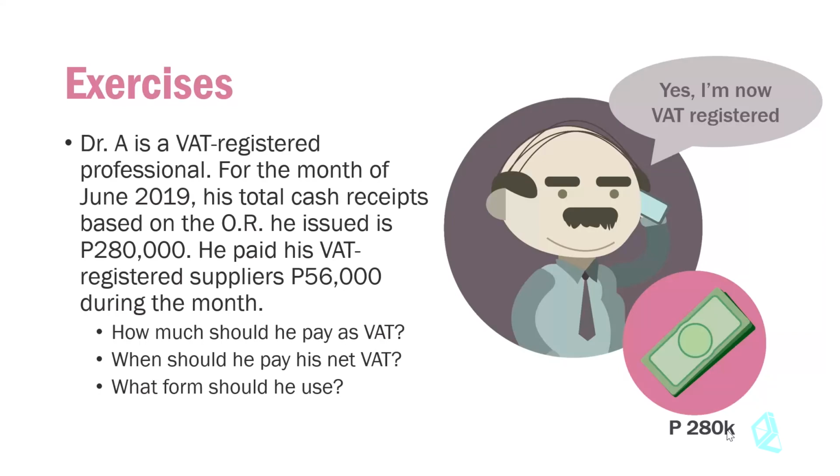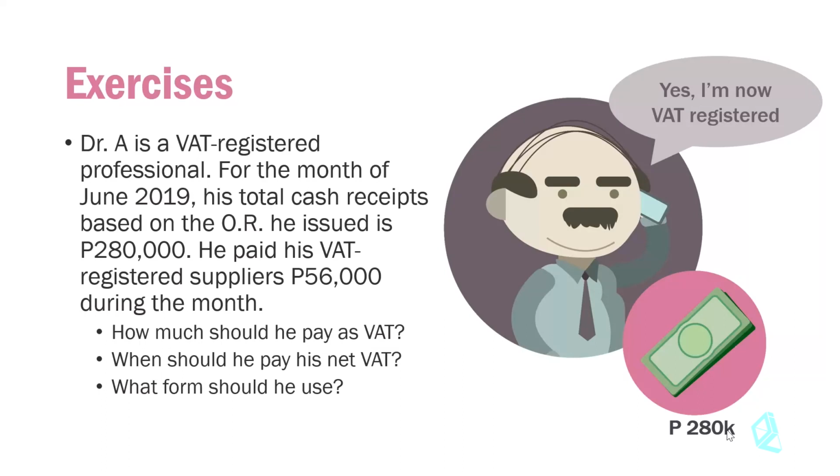So here now is another example. Dr. A, so he's a professional, is a VAT registered professional. For the month of June 2019, his total cash receipts based on the official receipts he issued is 280,000 pesos. And he also paid his VAT registered suppliers 56,000 during the month. So similar to our discussions a while ago, here are the questions for you guys. How much should he pay as VAT? When should he pay his net VAT? And what form should he use?